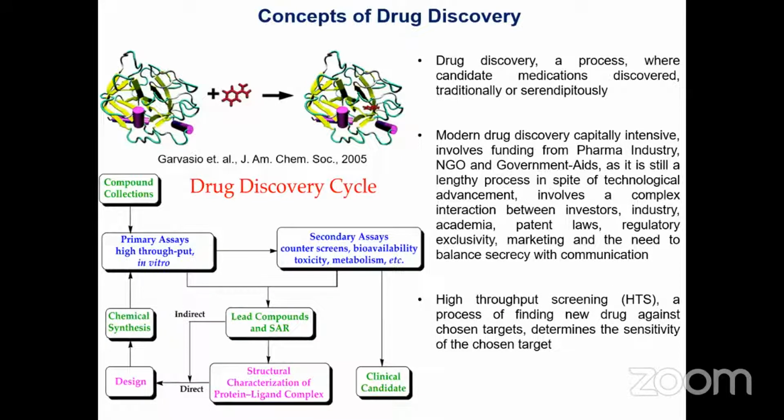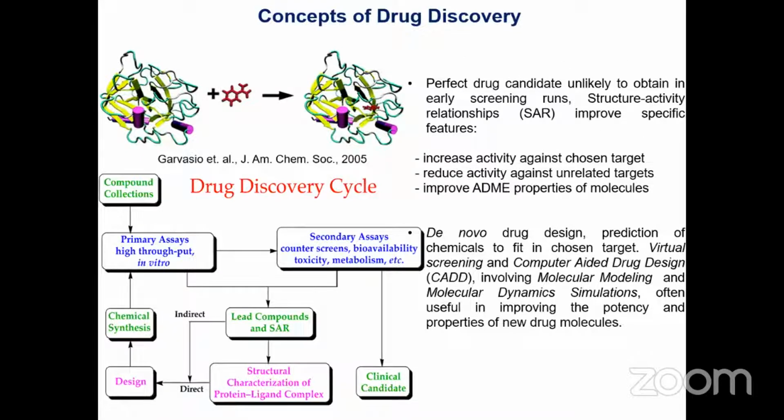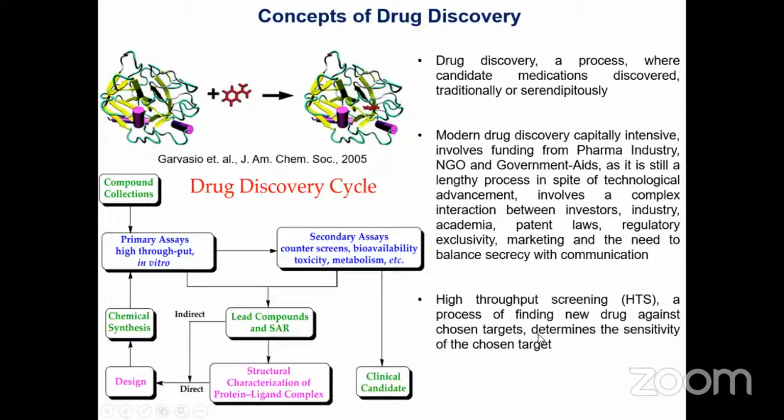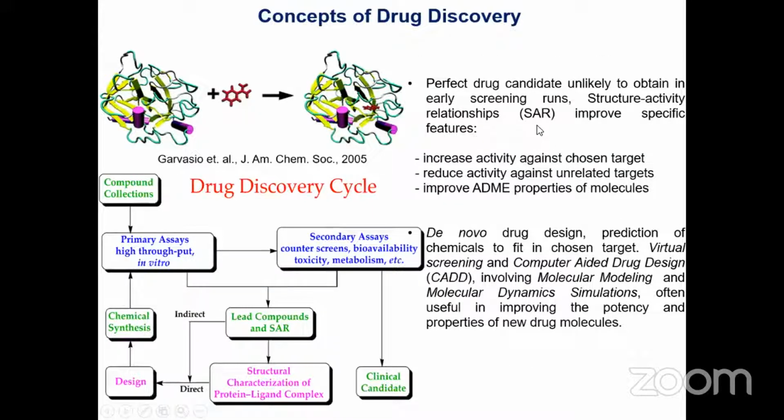And there are different techniques of drug discovery. Since a perfect drug candidate is unlikely to be obtained in early screening runs, high throughput screening is the process of finding new drugs against chosen targets. It determines the sensitivity of the chosen target. Other kinds of analysis, like structure activity relationship, improve specific features: increasing the activity against the chosen target, reducing activity against unrelated targets, and improving the ADME properties of molecules, the absorption, distribution, metabolism, and excretion properties. We can get that from the structure activity relationship.